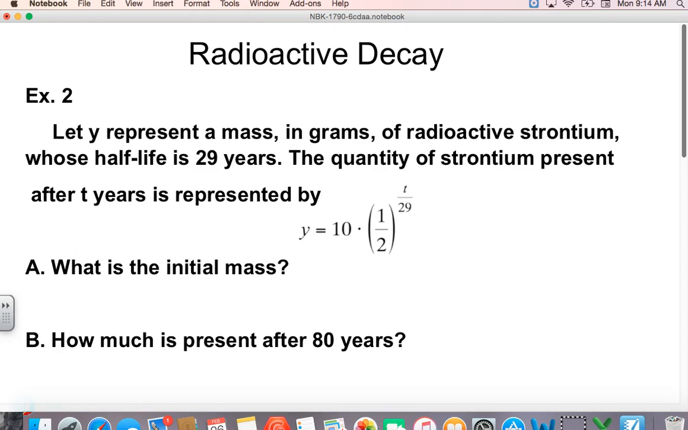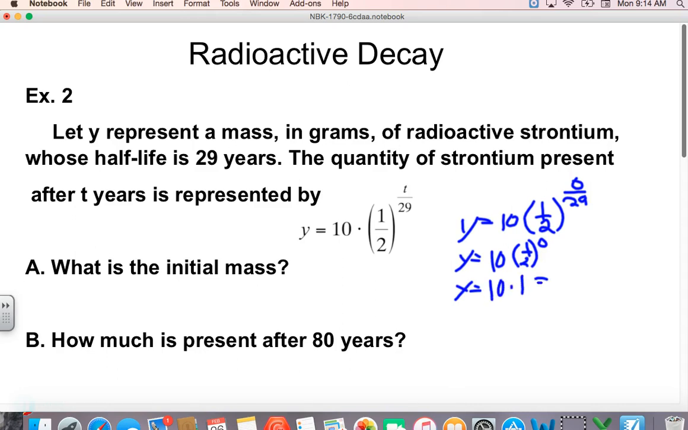All right, so here's the function that we use for that. Then we'll know what's the initial mass if this is our function. To figure out the initial mass, you would plug in the time as 0, right? We can do that algebraically, or we can do it on the calculator. If I plug in 0 for t, well, 0 divided by 29 is 0. So you got 10 times 1/2 raised to the 0. Something raised to the 0 is just 1. So it's really 10 times 1, which is just 10. So that means your initial mass is 10.